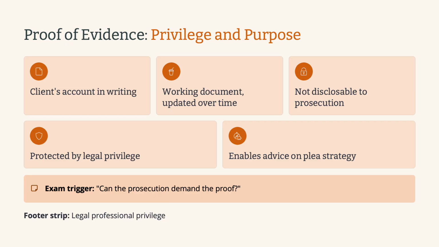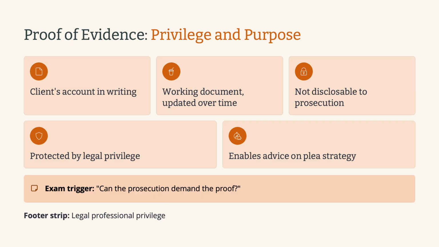Third, and crucially, it's not disclosable to the prosecution. The proof of evidence is protected by legal professional privilege. The prosecution has no right to see it, and you must not provide it even if requested. Fourth, this privilege exists precisely to ensure your client is free to speak with you, and their words will not be used against them. The client can give you full, frank instructions without worrying about prosecution access.